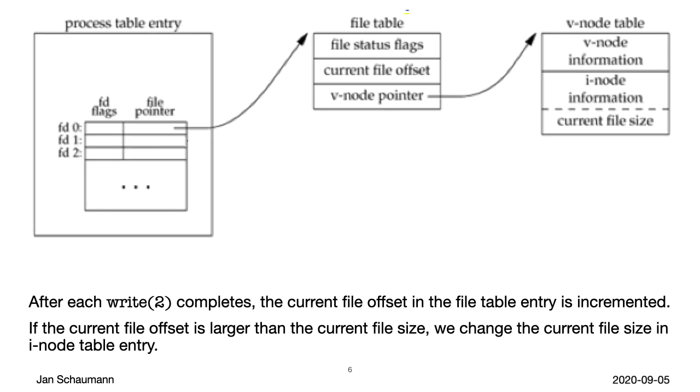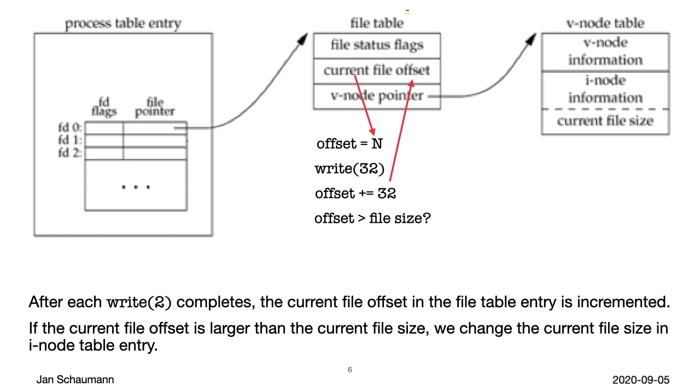As we discussed, read and write begin at the current offset and increment the offset upon completion by the number of bytes read or written. If we write data and the resulting offset is larger than the file size, that is, we added data to the file, then we simply copy the current offset to the inode file size.